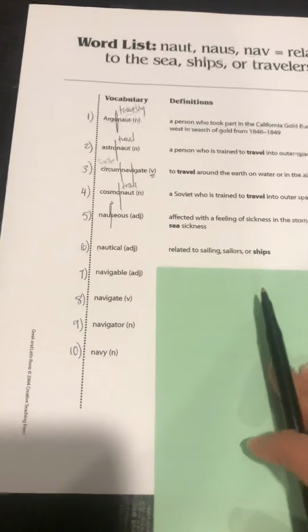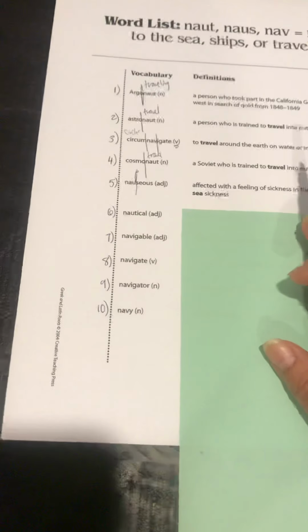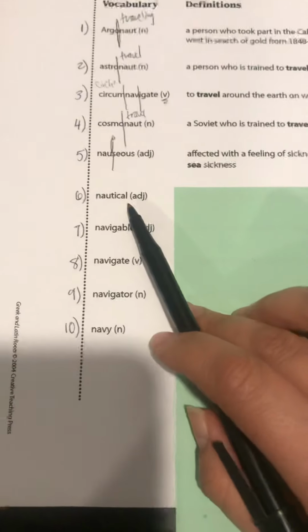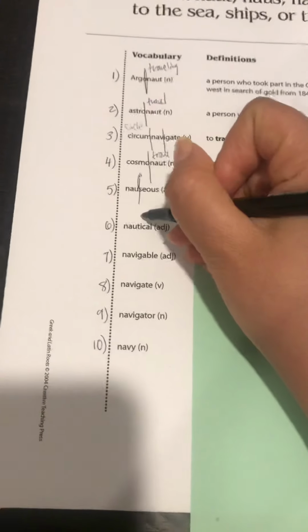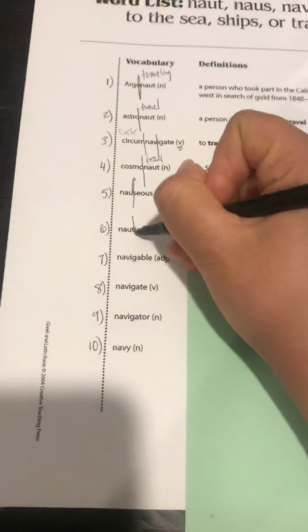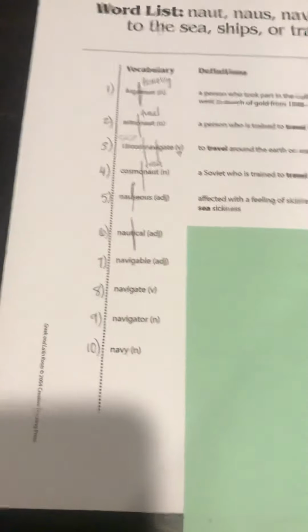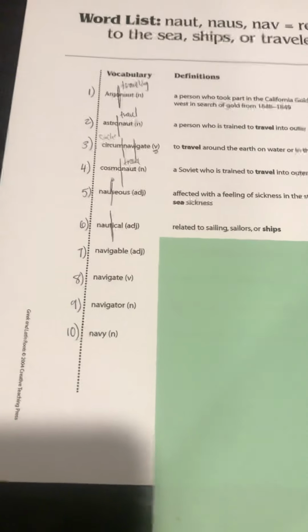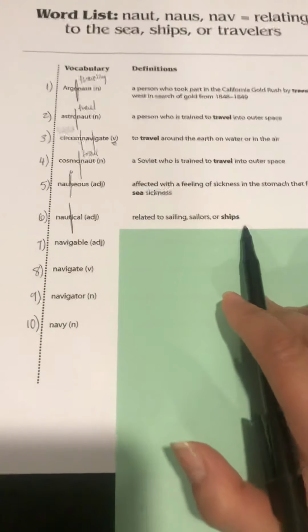All right, moving on to number 6. The word is, oops, I uncovered that, nautical. Nautical is an adjective, right? So it's going to be used to describe a person, place, or a thing. So let's go ahead and divide the word part. We have naut or nautic. All right, some of you may already know what this word means, but nautical, it's something that's describing something that's related to sailing, sailors, or ship.